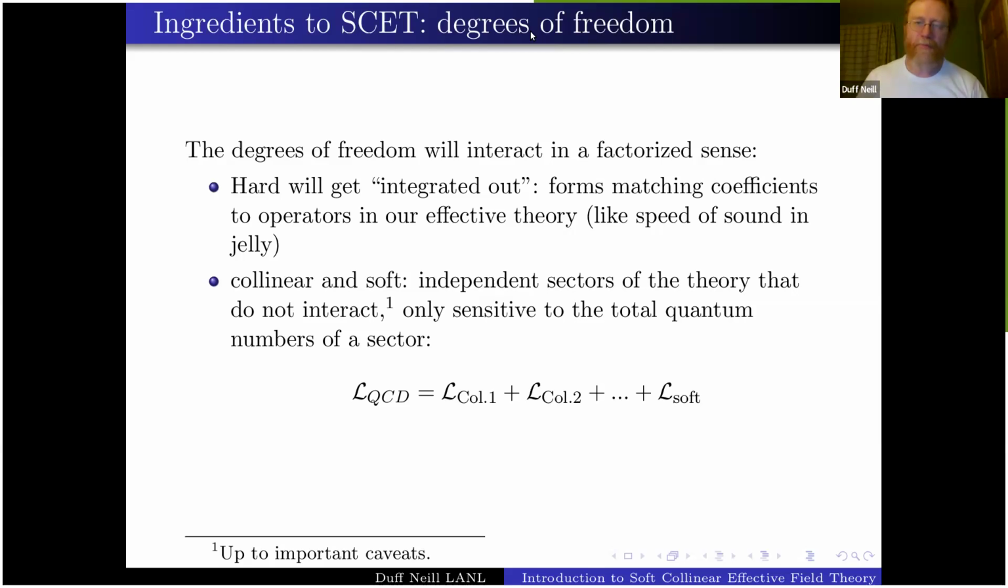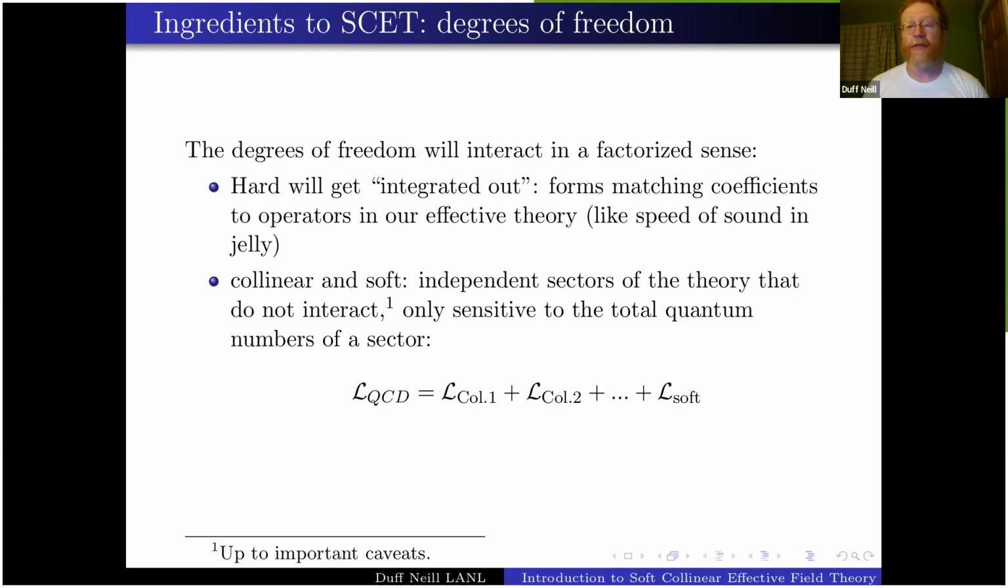Now, in a very broad overview sense, when we write down these degrees of freedom and try to construct an effective theory for them, we will find that they interact in what would be called a factorized sense. We'll work through an example of this factorization in the course of this talk. The hard modes that I talked about earlier that are off shell will get integrated out, and they will form what would be called matching coefficients to our operators in the effective theory. And if you go back to last week when we talked about jelly, you should think of this as being exactly analogous to the speed of sound in my jelly.